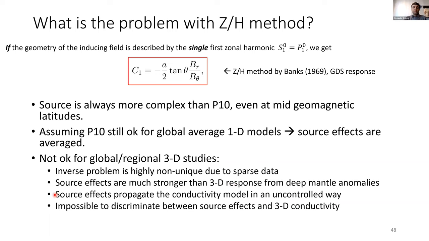And in this case, when you invert these C1 responses in 3D, in a highly non-unique problem with such strong source effects and very small 3D EM induction effects from the deep mantle, the first thing you do, you propagate the source effects into your conductivity model. And you have no way to control this because you made an assumption that your source is just due to a single spherical harmonic. So you already assumed that. So everything that does not fit this assumption must go into your subsurface somehow. And therefore, it's impossible really in these 3D models to discriminate between source effects and 3D conductivity.